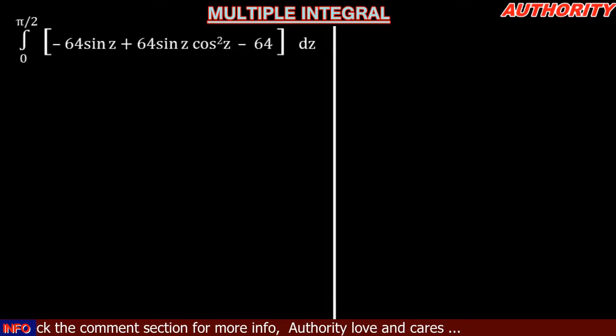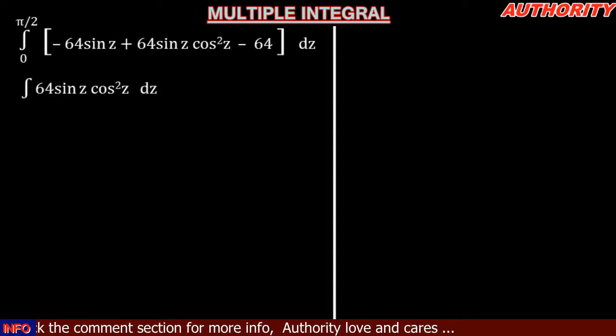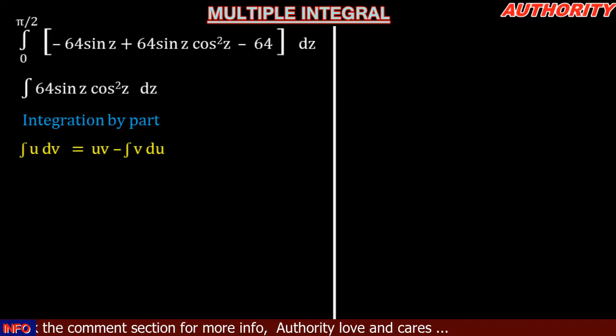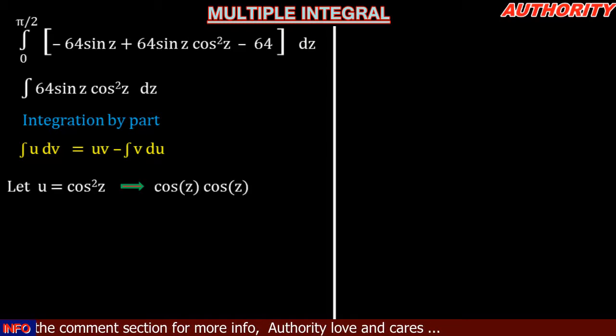Let's first pick this 64 sine z cos squared z and integrate. So we're going to have the integral of 64 sine z cos squared z dz. We're going to integrate this using integration by parts. First of all, we'll take this 64 outside the integral sign. Now we're going to say let u be cos squared z.